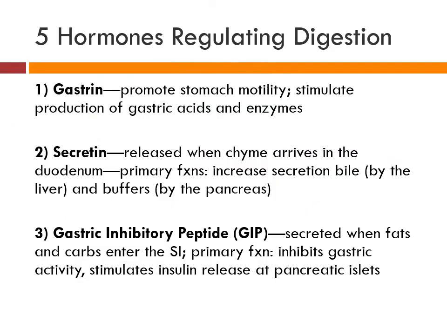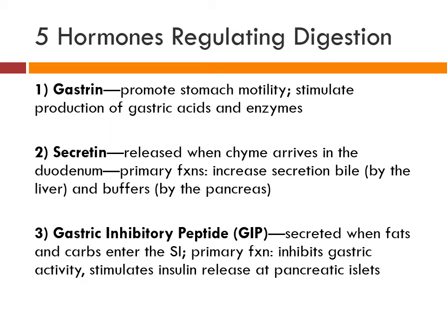We have 5 different hormones that we're going to talk about that are regulating digestion. Gastrin is the first one. We've already sort of mentioned it, produced by the G cells, promotes stomach motility, and stimulates the production of gastric acids and enzymes.